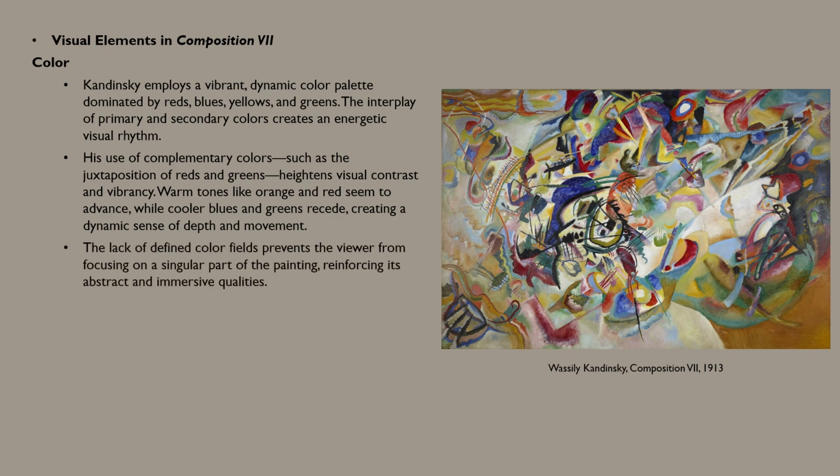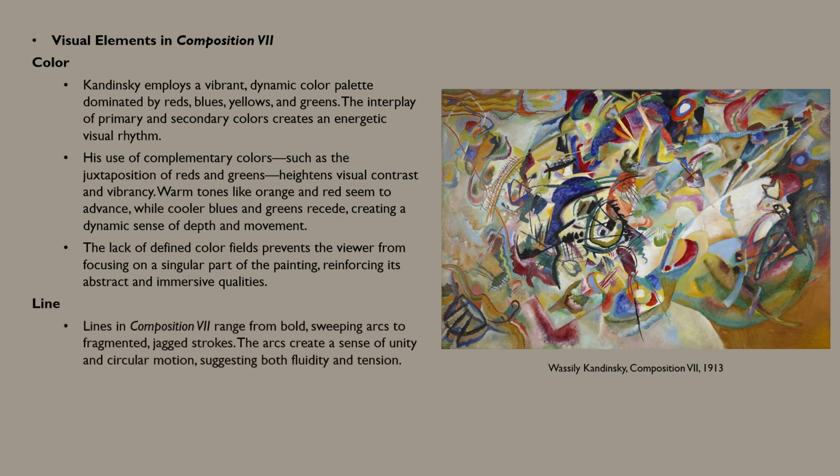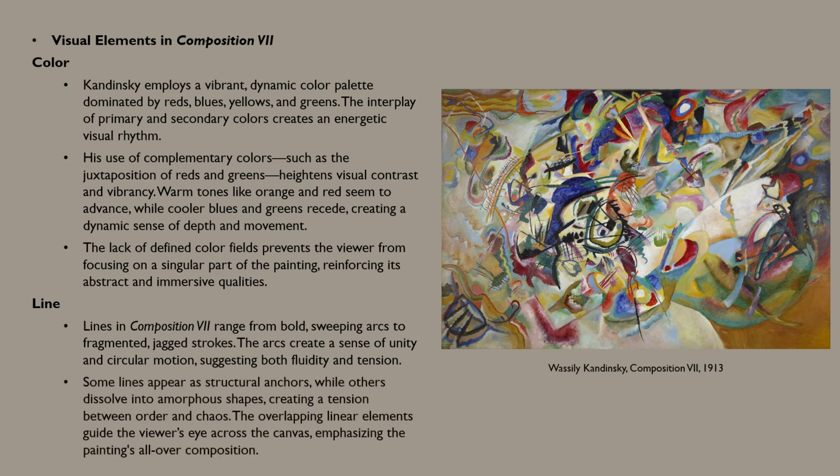The lack of defined color fields prevents the viewer from focusing on a singular part of the painting, reinforcing its abstract and immersive qualities. The lines. The lines in Composition 7 range from bold, sweeping arcs to fragmented, jagged strokes. The arcs create a sense of unity and circular motion, suggesting both fluidity and tension. Some lines appear as structural anchors, while others dissolve into amorphous shapes, creating a tension between order and chaos. The overlapping linear elements guide the viewer's eyes across the canvas, emphasizing the painting's all-over composition.